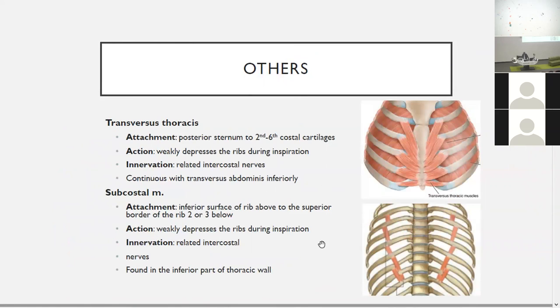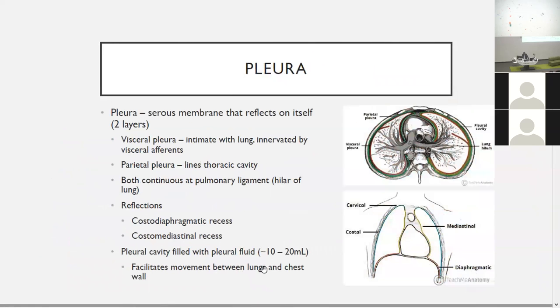And then you have all these other muscles which you can learn about. I don't, yeah, not that important. And now we'll talk about the pleura.